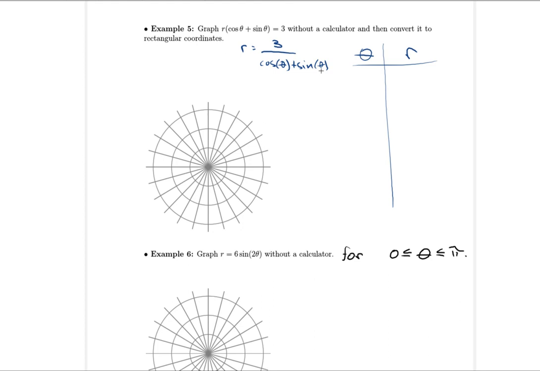All right, and so what we'll do here is I'm going to start plugging things in. So let's see, when theta is 0, you can say this is 3 over the cosine of 0 plus the sine of 0. But that is 3 over 1, right? So when theta is 0, r is 3. So that puts me all the way over here.